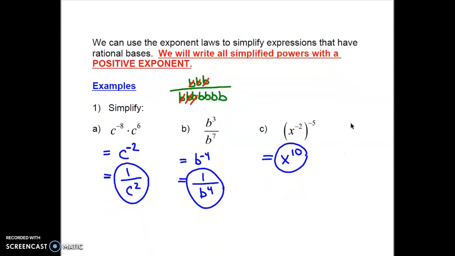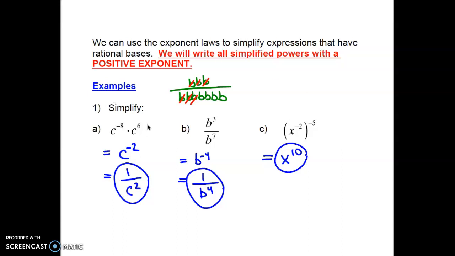So we have a lot of examples today. I'm not going to go through all of them. I hope to post a video of me going through some of the really important and hard ones for you to look at. But today we can use the exponent laws to simplify expressions that have rational bases. We will write all simplified powers with a positive exponent. On Monday and Tuesday, we looked at positive exponents. With negative exponents, how do we get that? With reciprocals. If you do not know how to do that, you need to go back. You need to know how to write a negative exponent as a positive exponent.